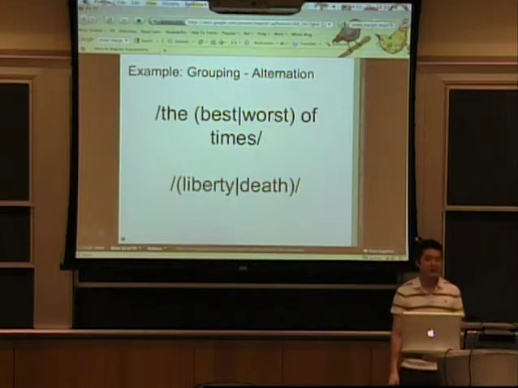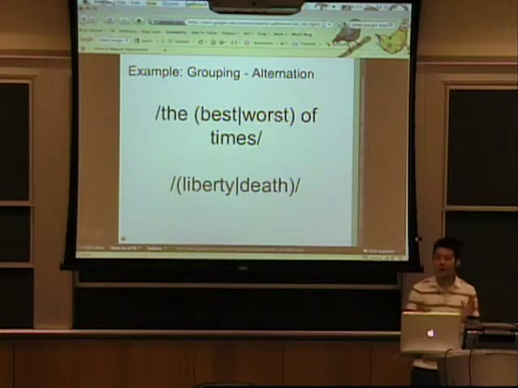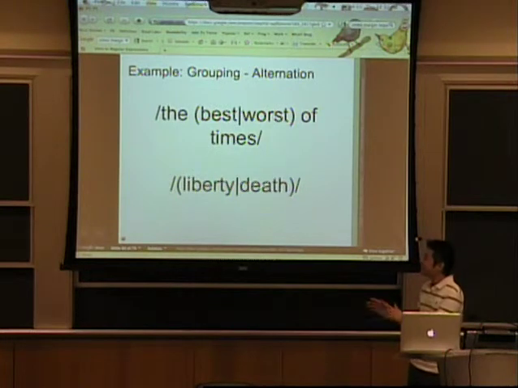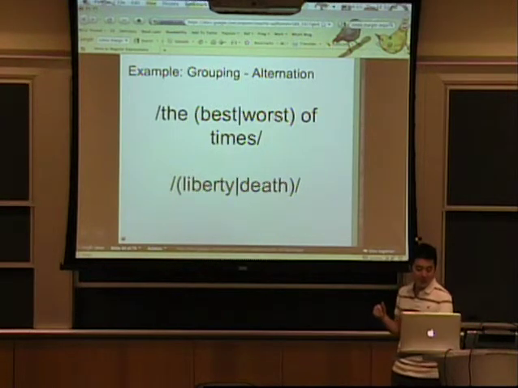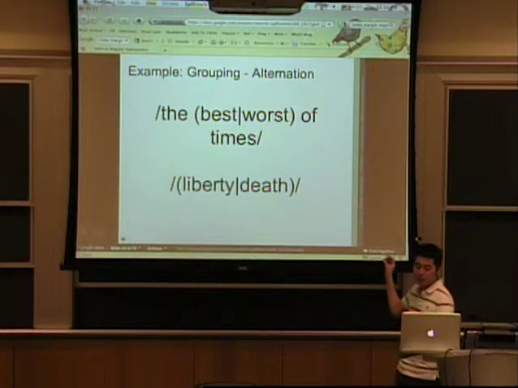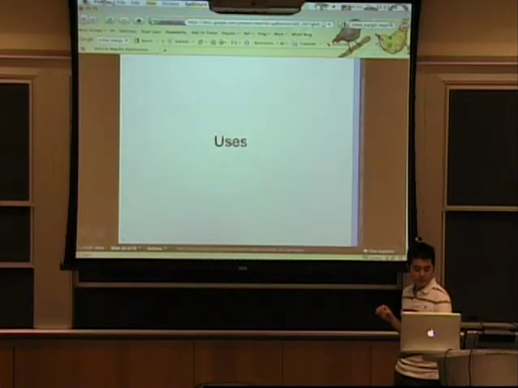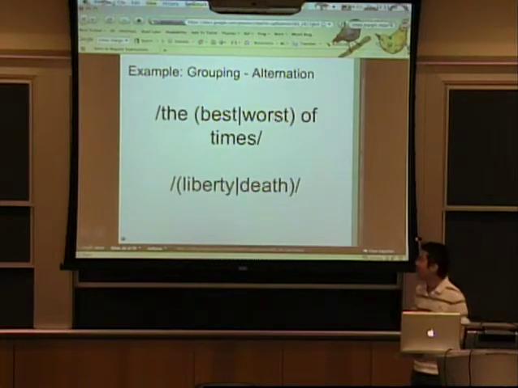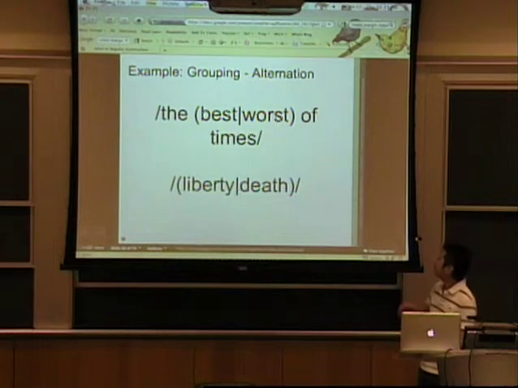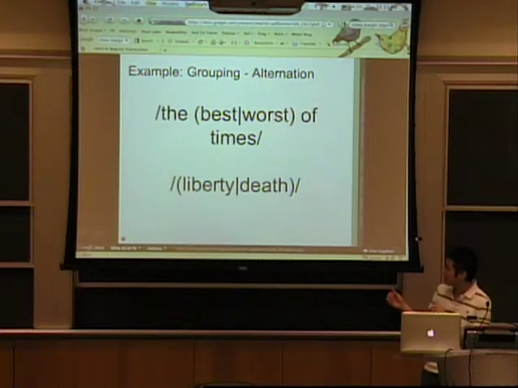These are examples of alternation. So within a group, we can say we want one thing or another thing. So what do these regular expressions match? By the way, the alternation operator is the pipe. I don't have further explanation. But basically, the first regular expression matches the string "the best of times", or it will match "the worst of times". And the second regular expression will match either "liberty" or "death".